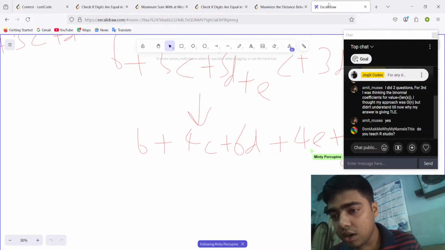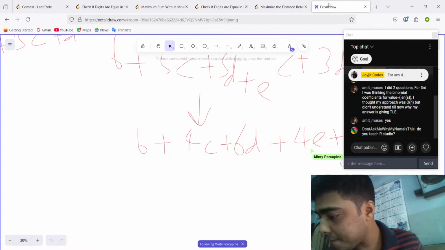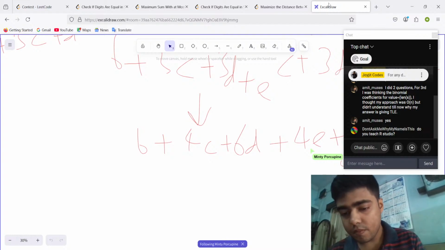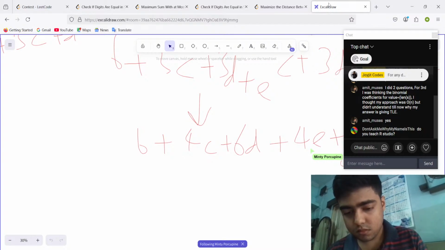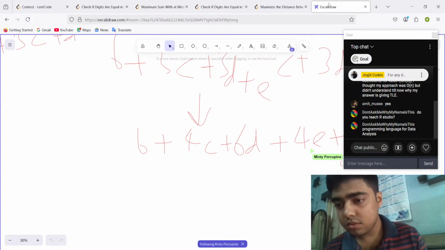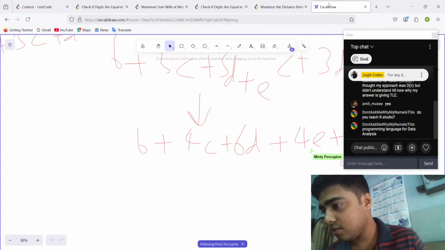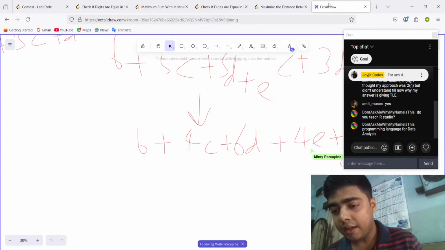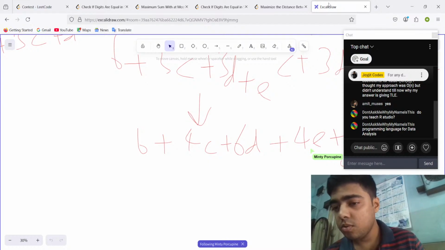Do you teach R Studio? What is R Studio? I don't know. Okay, it is for R language. No, not into that. The maximum AI/ML that I do in my life is with generative AI.